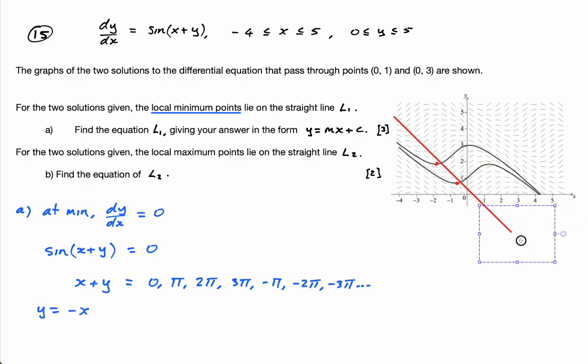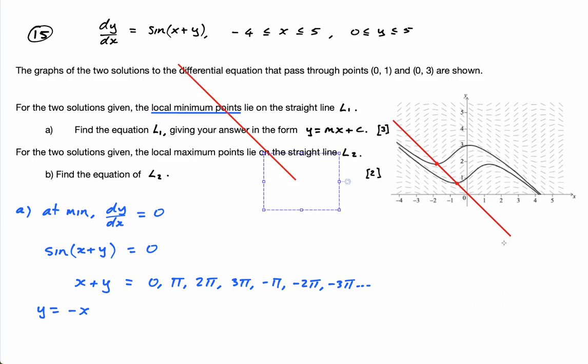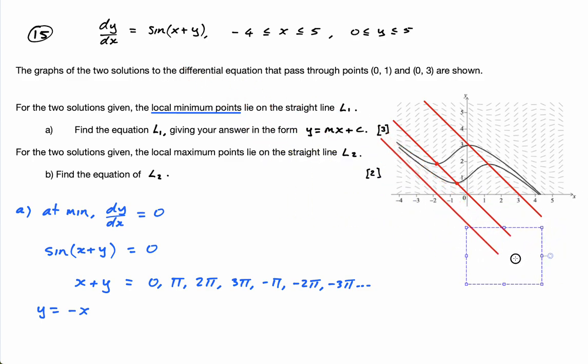Now look, let me copy and paste this line. That's actually going to be the answer to part B, because this goes through pi, which is 3.14. It's definitely not going to be, let's get another line here, one of the minus pi's, because that would be down here, or plus 2 pi would be up here. Those are the two solutions. So that's y equals minus x.